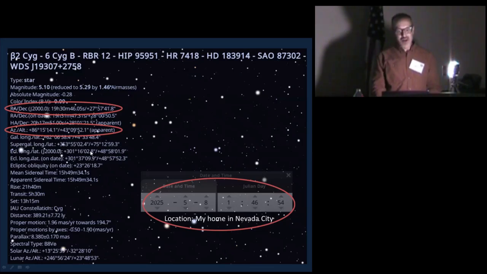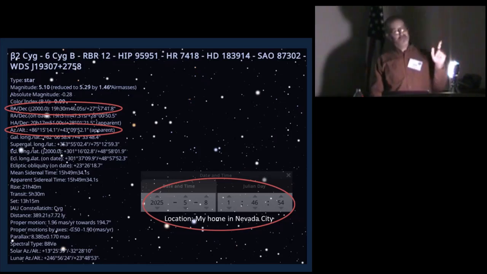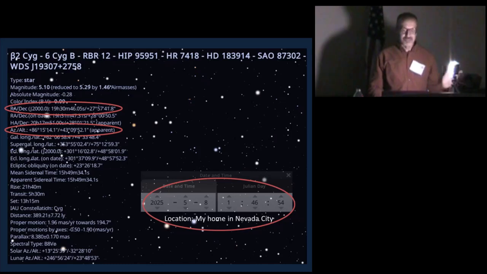So if I were to go out at that date and time and look up into the sky, the altitude is 43 degrees, so that's about halfway up. And the azimuth is 86 degrees, so that means almost due east. So that tells me how I can go find things, and it's an easy way to actually use that coordinate system.